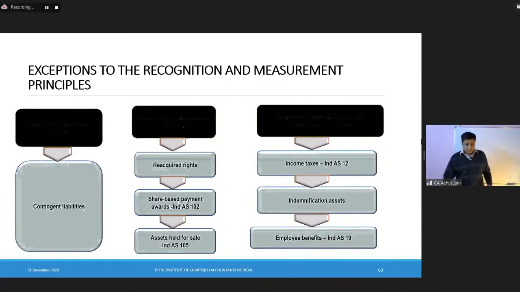We are now talking about the PPA exercise, that is purchase price allocation, or in other words, the accounting which is required to be done on the date of acquisition by the acquirer. Correct? So let's now understand income taxes. What's the exception around income tax?